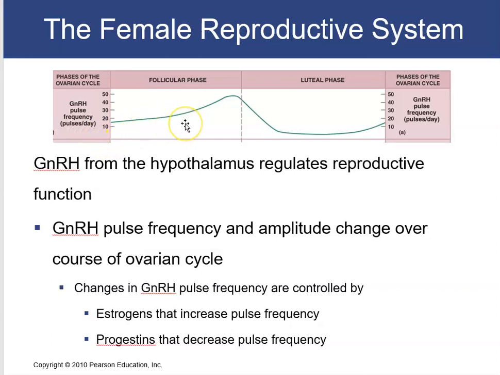As you can see from this graph, pulse frequency and amplitude change over the course of the ovarian cycle. This is controlled by estrogens and progestins. Estrogen will increase the frequency of these pulses, whereas progesterone or progestins decrease it. Again, if you have the whole chart in front of you, you would see that estrogen is prominent during the follicular phase, or the first half of the cycle. Progesterone is the prominent hormone in the second half. So we see estrogen, when it's prevalent, increases the pulse frequency. Progesterone will decrease it.